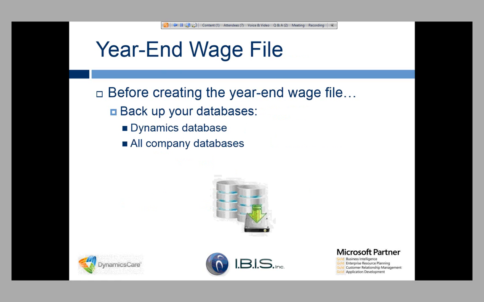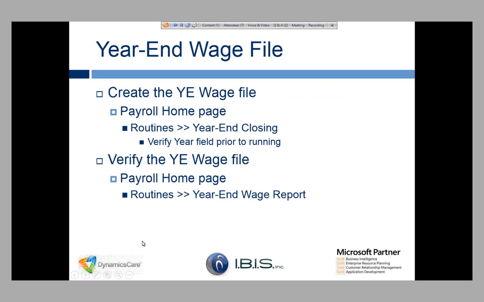Okay, so then your next step in your year-end closing, after you finish all your payrolls, will be creating your year-end wage file. And of course, your year-end wage file is what's going to create all the information that you would need to create your W-2s, and if you also have them, your 1099-Rs. So before creating your year-end wage file, again, back up your databases, Dynamics, and all companies. You'll create the year-end wage file, go to the payroll homepage, go to routines, and there's a year-end closing routine. And when you open that window, it should have in there the current year you're closing, which should be 2013. You just want to verify that that's what the field says.